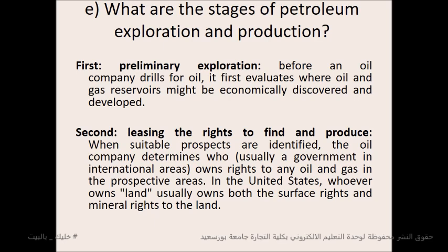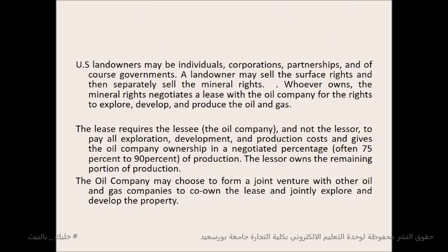Second, leasing the rights to find and produce. When suitable prospects are identified, the oil company determines who owns rights to any oil and gas in the prospective areas. In the United States, whoever owns land usually owns both the surface rights and the mineral rights. U.S. landowners may be individuals, corporations, partnerships, and of course governments. A landowner may sell the surface rights and then separately sell the mineral rights.